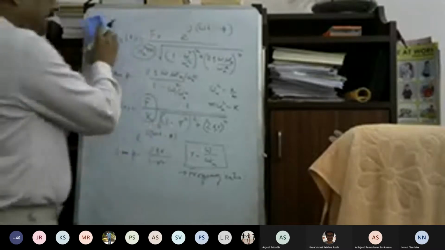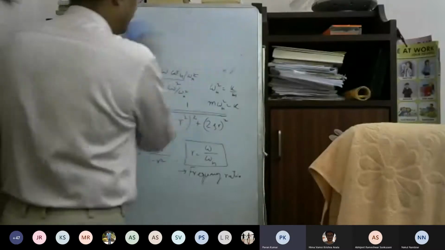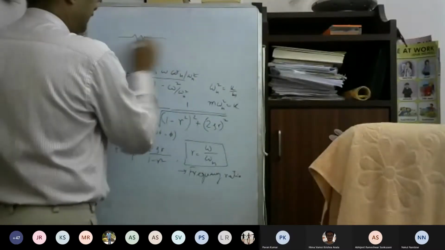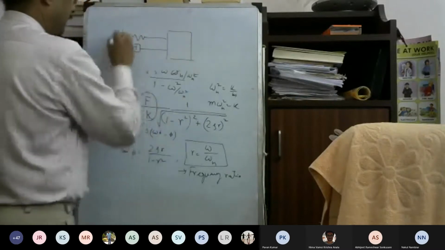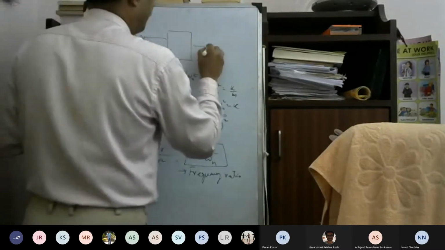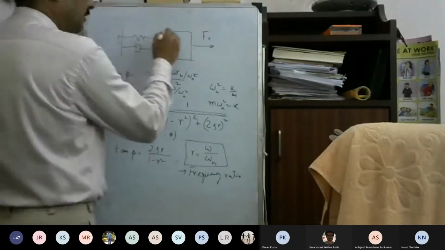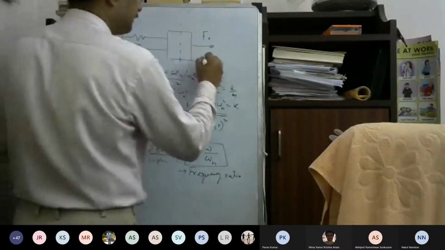If you have static displacement, let us say a spring mass damper system, and I apply a static force, let us say F naught here. So there will be a displacement, right? And this displacement is a static displacement.